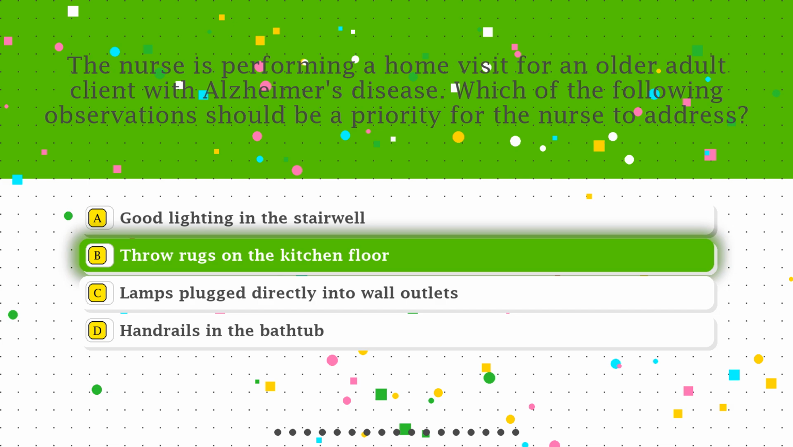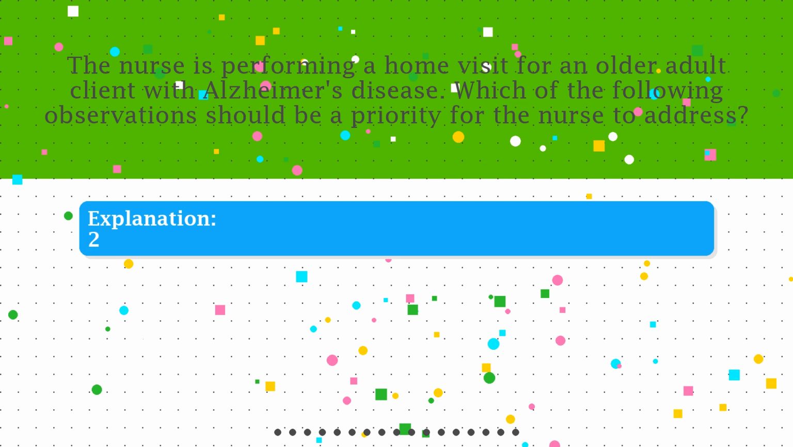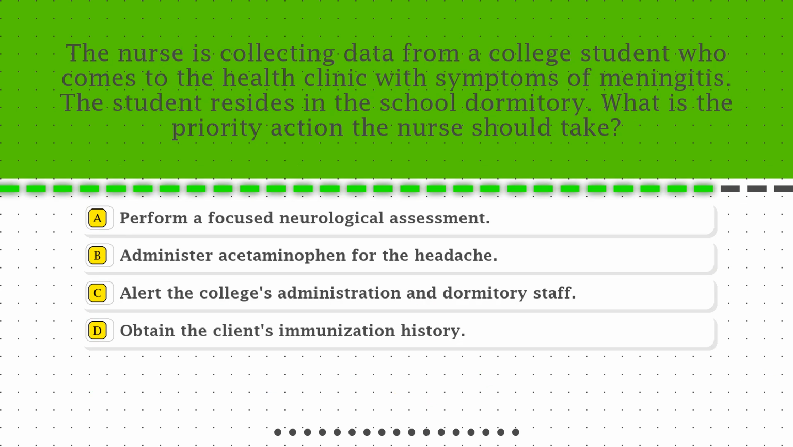The correct answer is option B. Throw rugs on the kitchen floor. 2. Question 12. The nurse is collecting data from a college student who comes to the health clinic with symptoms of meningitis. The student resides in the school dormitory. What is the priority action the nurse should take?